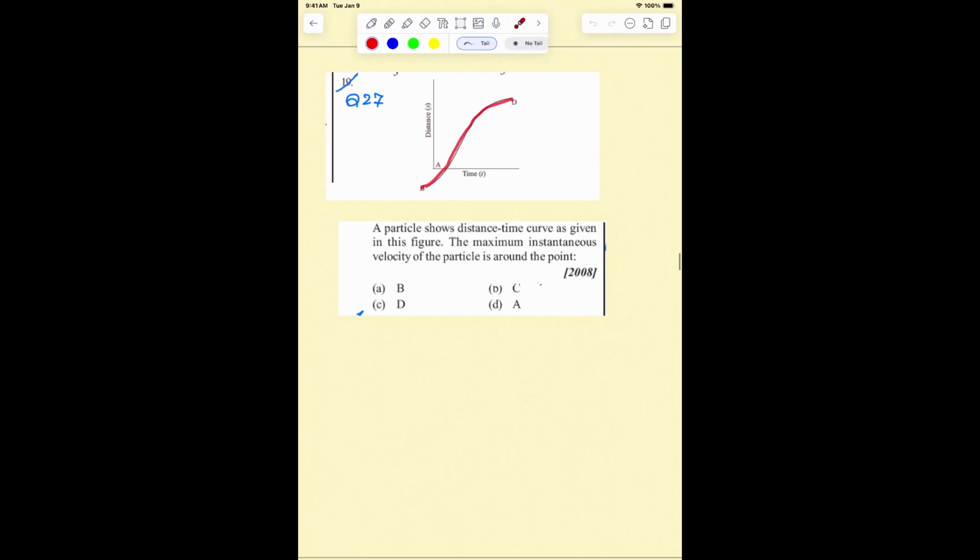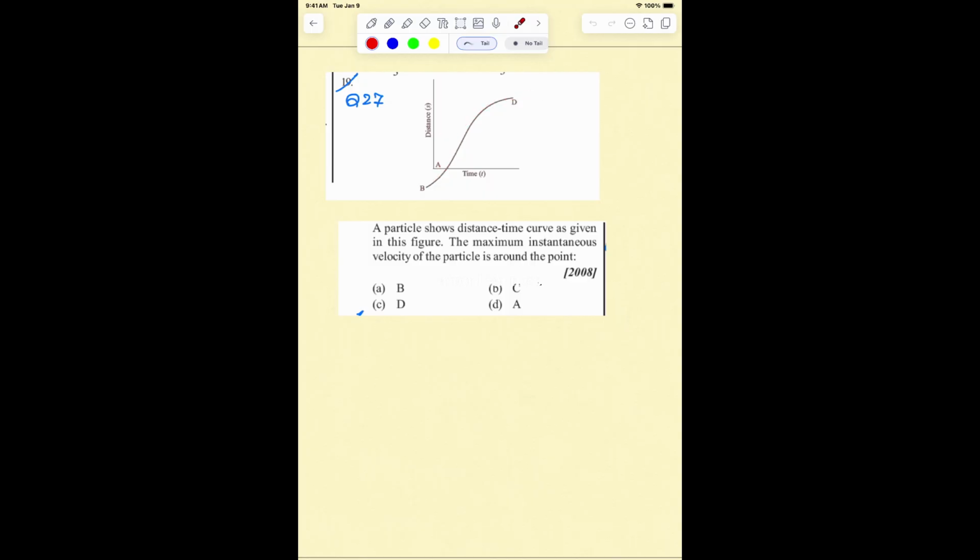Now the questions will be based on the velocities. The maximum instantaneous velocity of the particle is around the point. Wherever the maximum slope is there, that is called the maximum velocity at that particular instantaneous point. Therefore, where can the maximum slope be? Now imagine a tangent. The tangent here is going to be like this. The tangent here has even more slope. The tangent here is becoming a lesser slope. The tangent here is almost equal to 0.